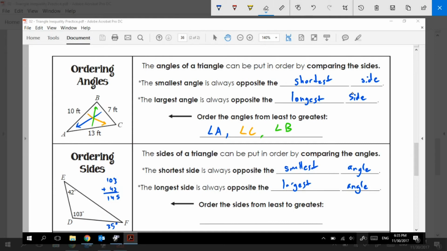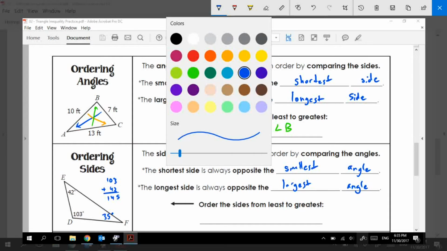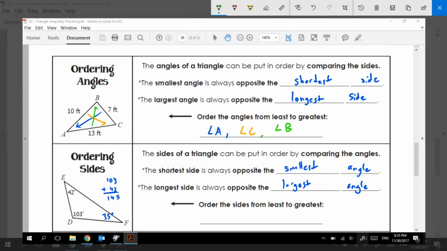Now how am I gonna order the sides from the shortest side to the largest side? I'm gonna compare the angles. So which angle is the smallest? That's angle EDF or angle F. I'm gonna look at the side straight across from it. Whoa, that's side ED or DE, your choice. I'm gonna put ED, comma.